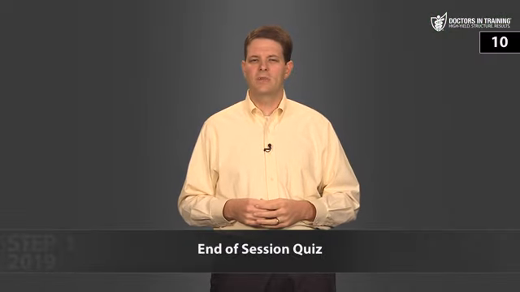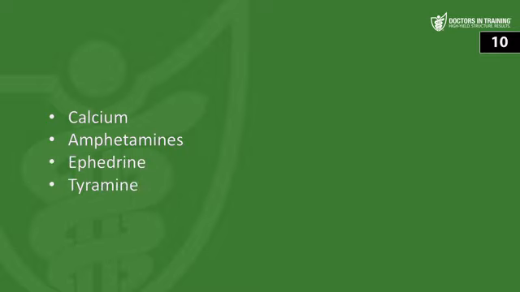Next, what substances inhibit the reuptake of norepinephrine? We mentioned cocaine, tricyclic antidepressants, and SNRIs. Next, what substances stimulate the release of norepinephrine from neurons? So calcium is the normal trigger for the release of norepinephrine. And then also we mentioned amphetamines, ephedrine, and tyramine. All right, I'll see you next time.